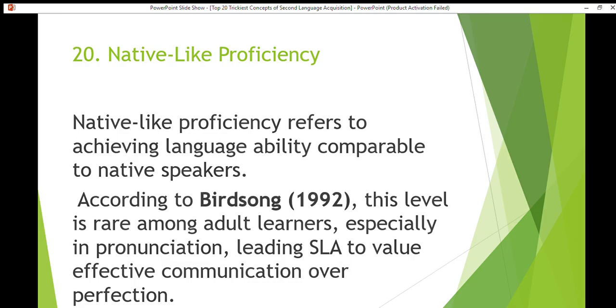A relaxed learner with high motivation learns better than a fearful one. Ideas such as the input hypothesis, output hypothesis, and noticing hypothesis show that understanding, speaking, and awareness must work together for real acquisition to happen. Finally, SLA teaches us that the goal of language learning is effective communication, not perfect native-like speech. Teachers should be patient, learners should be confident, and both should remember that language grows with time, exposure, and meaningful use. Thank you.